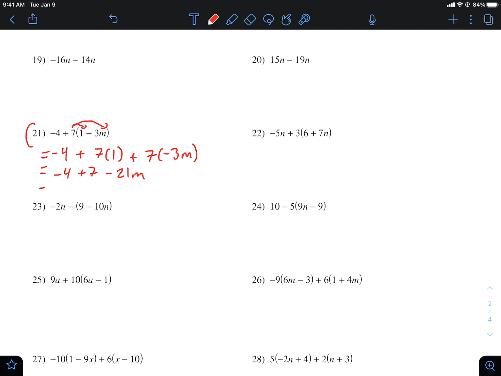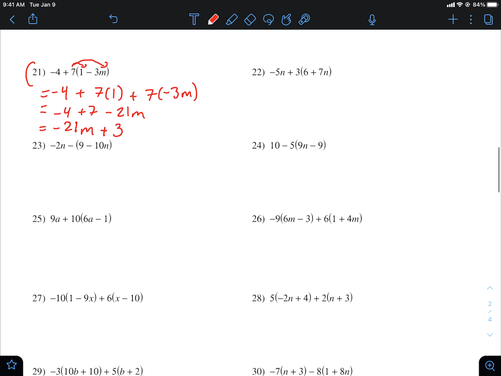Okay? And then we can collect the like terms -4 and 7. Neither of them have a variable, so we can add them directly. -4 plus 7 is going to be 3. So then in the end, your result is going to be -21m plus 3. The convention here is that you put whatever terms have a variable in it first, but it doesn't really matter. So if you want to say 3 minus 21m, that's just as valid.